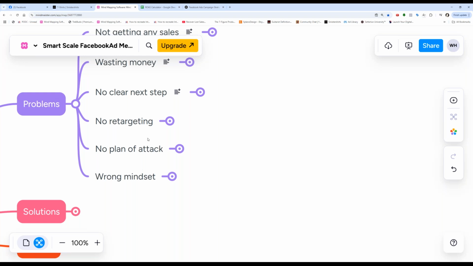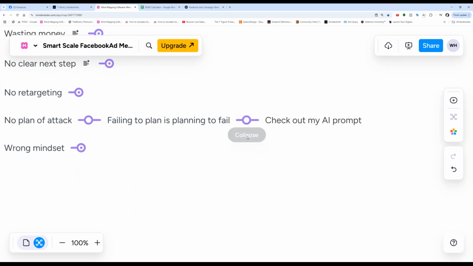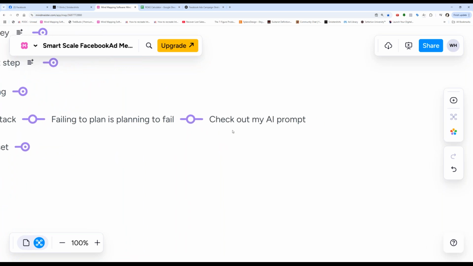But another problem that I see is this: there's no plan of attack. And I think you're going to like this part because failing to plan is planning to fail. That's what I was trying to mutter out a second ago. And I want you to check something out. Okay, I'm going to show you my AI prompt now.